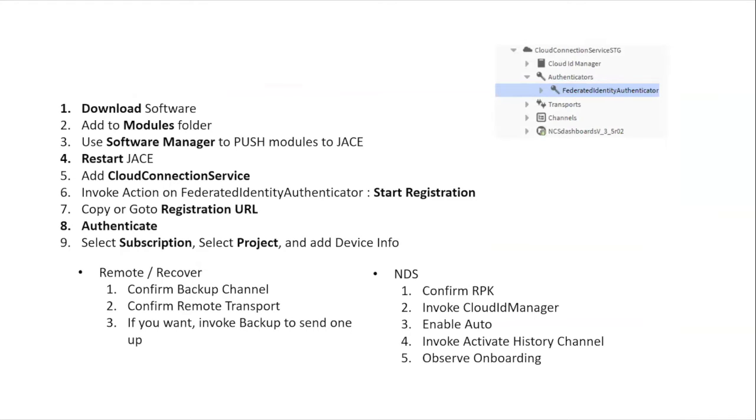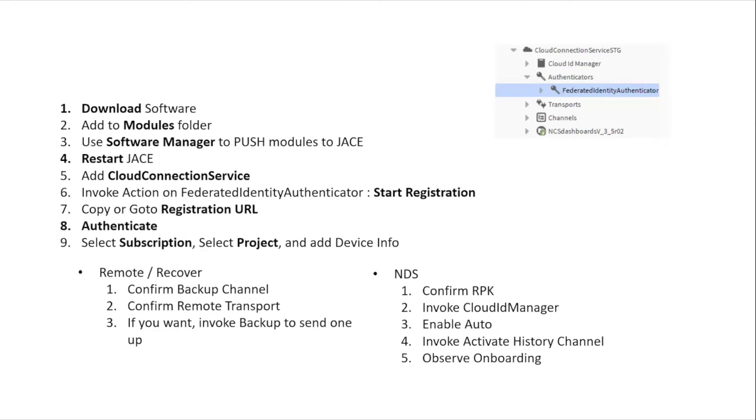First thing is to download the software, right? If you don't have the modules saved to the workbench instance, you'll have to grab them, add them to the modules folder, and then use the software manager to push the modules to the Jace before restarting the Jace. Those first four steps are exactly what we just talked about. Once you do that, you're going to add the Cloud Connection service.